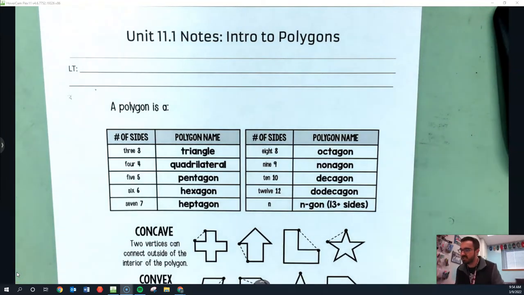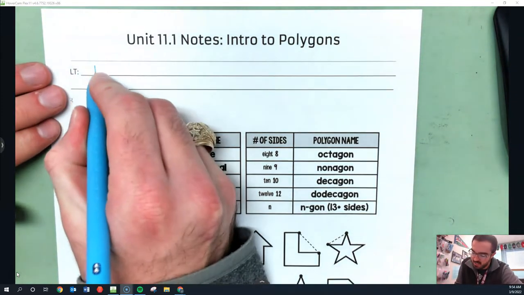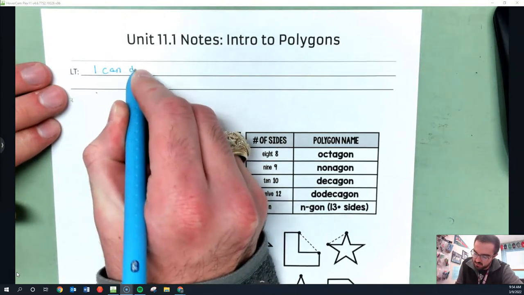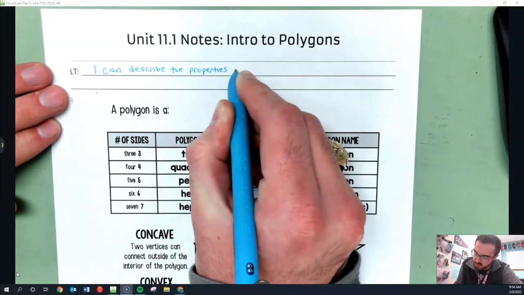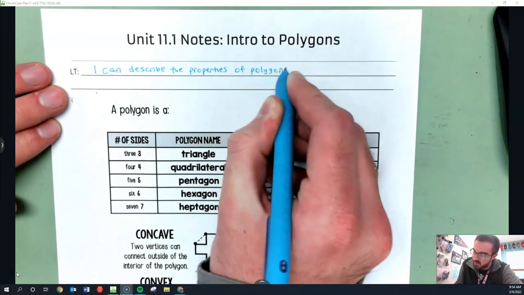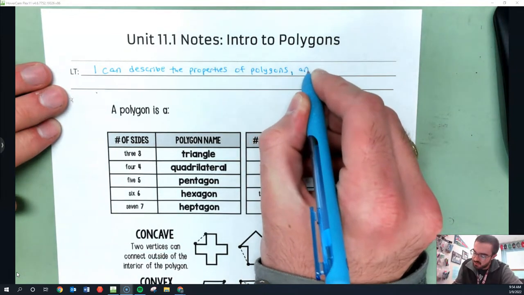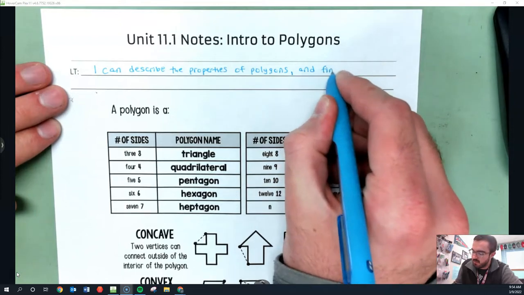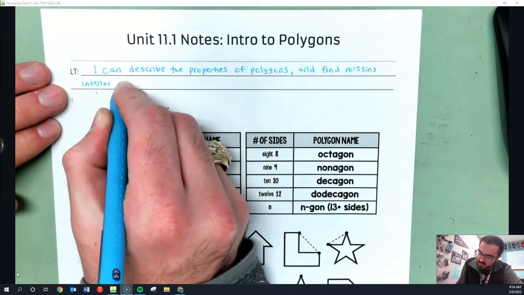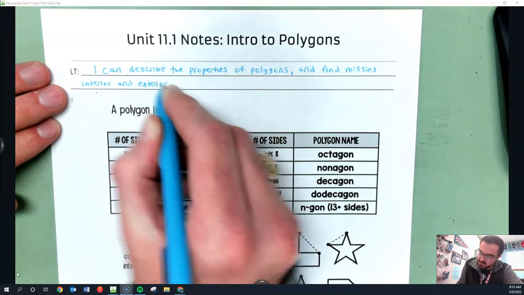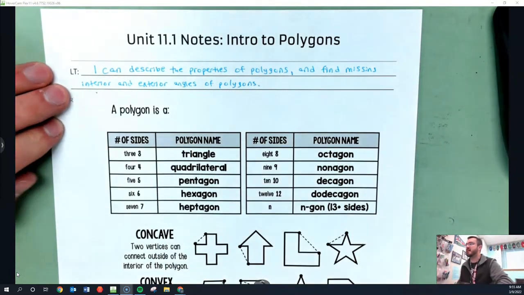All right, guys, this is 11.1 in the Unit 11 packet. Today's learning target is I can describe the properties of polygons. So we're going to talk about what a polygon is. And I can describe the properties of polygons. Find missing interior and exterior angles of polygons. So those are kind of our two tasks today. Shouldn't be too bad. Let's hop right into it.